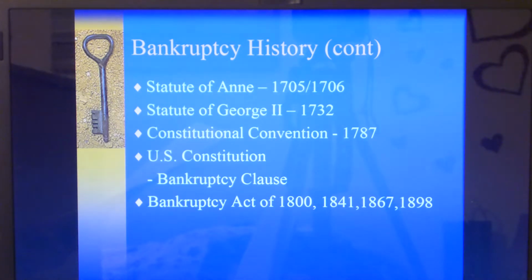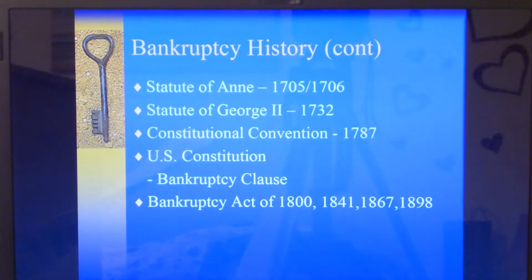Some were bankruptcy laws and some were insolvency laws. It was common for people to be imprisoned due to debt in the colonial era. It wasn't until a constitutional convention in 1787 that federal legislation was discussed, and this was primarily due to discriminatory state laws affecting creditors and commerce from other states.